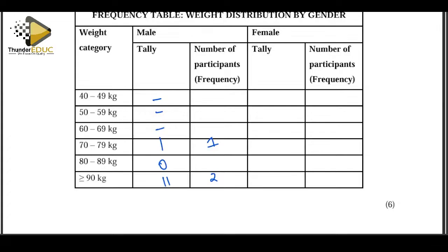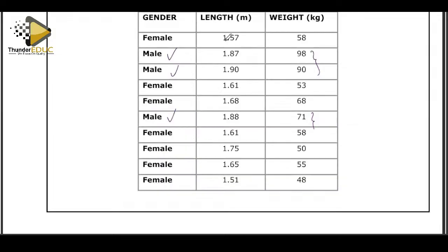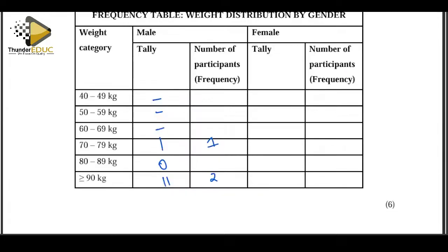And of the females, we shall see what happens now. Let's go to the females. How many have between 40 kg to 49 kg? There's only 1. So we go to the row here and you say 1. We put a tally 1 and the number becomes 1 this side. So we continue to the next question.